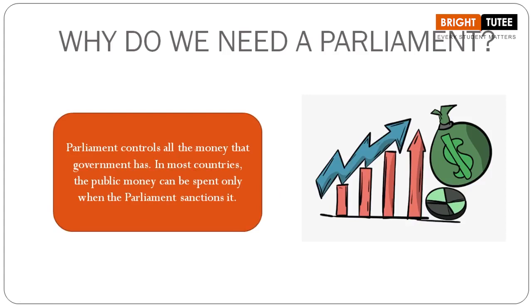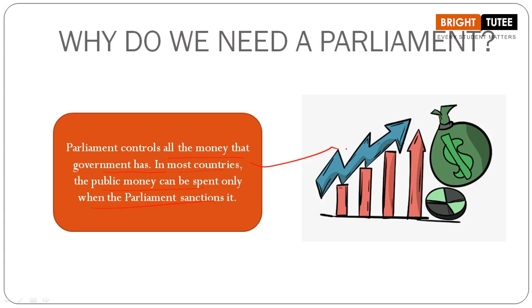The third point here is that parliaments control all the money that the government has. Now, in most countries, the public money can be spent only when the parliament sanctions it. Now, again, a very important point here. See, here in general terms, we are talking about parliaments and what happens everywhere, wherever we have a democratic kind of government. So the third important function, or role of parliament, which you will learn later on as well. So here you have to understand that they control all the money that the government has.